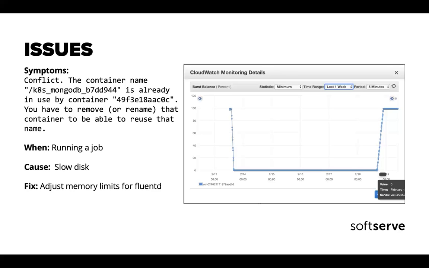For some reason, someone adjusted memory limits for FluentD, and gave FluentD too little memory. And for that reason, FluentD started to write cache data on disk, and it consumed all the burst balance credits for the EBS volume, and it became very slow. And because of some race condition in Docker, it thought that it deleted the container, but actually it didn't, and throws this kind of errors. After increasing memory limits for FluentD, we increased our burst balance for volumes, and we don't see this kind of error anymore.